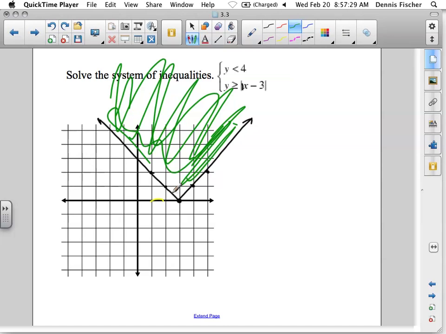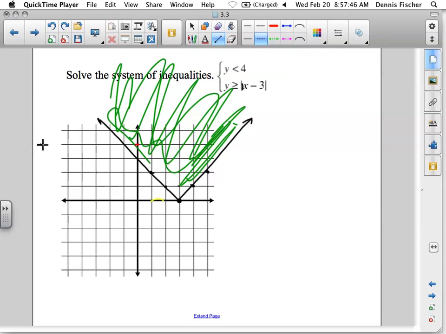Horizontal line through 4. So I'm going to go up here, do this one orange here. 1, 2, 3, 4. Here's my point. Dotted line or solid line? Dotted line.